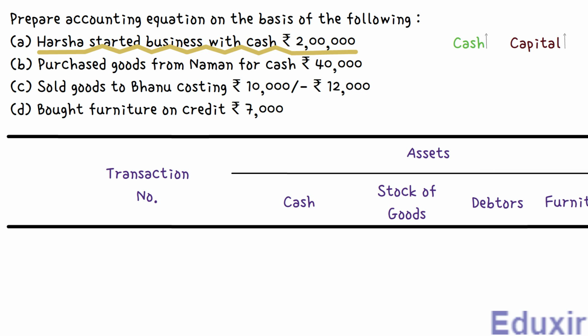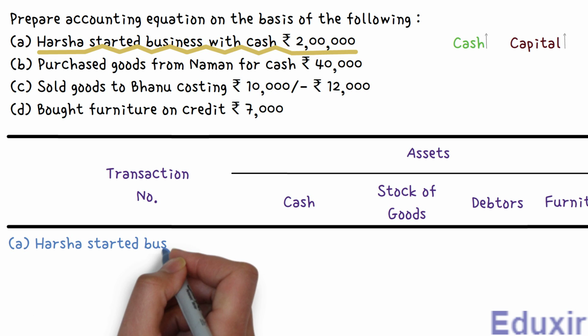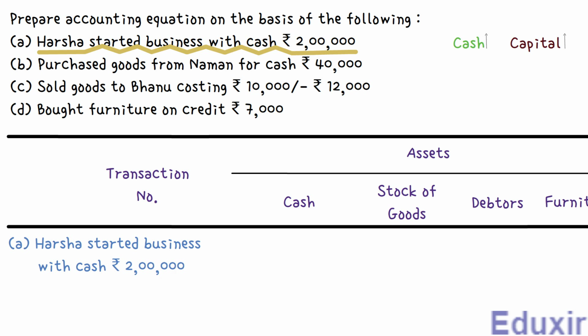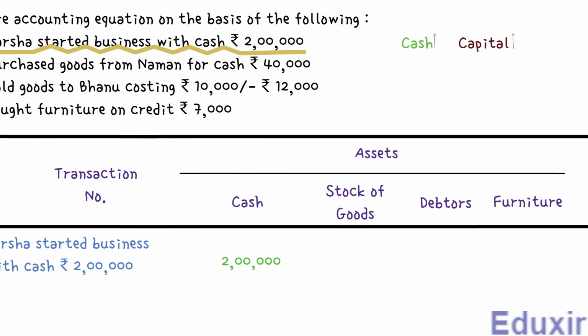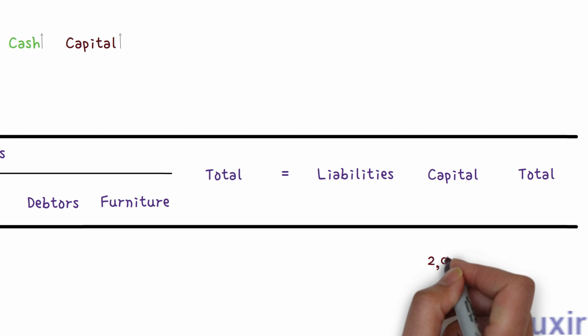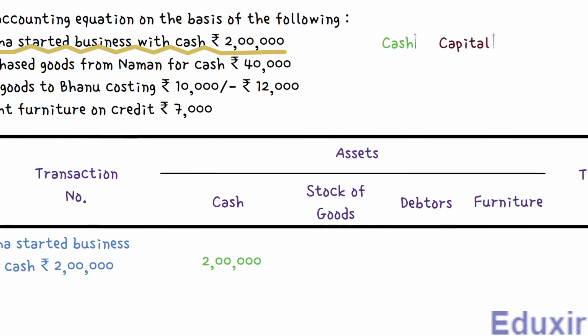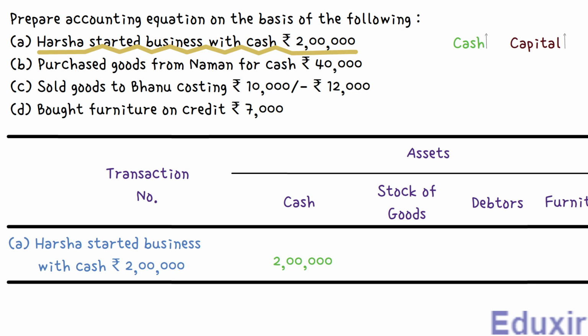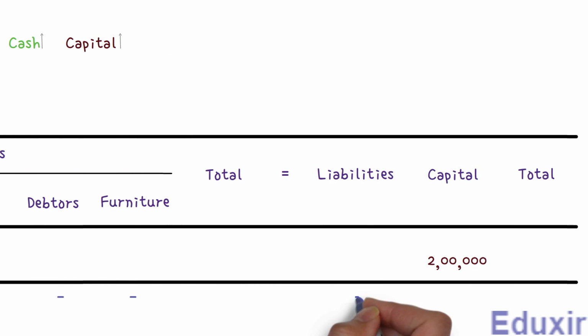With this analysis at our disposal, let's record the information in the accounting equation table. Let's first write the transaction description as Harsha started business with a cash of 2 lakh rupees. Now, as there is an increase in the cash, these 2 lakh rupees should be written in the cash column. At the same time, as there is an increase in the capital, the amount of 2 lakh rupees should also be written in the capital column. Now, at the end of this transaction, the business has 2 lakh rupees of cash, no goods yet, no debtors yet, no furniture yet, no liabilities yet, total capital of 2 lakh rupees.